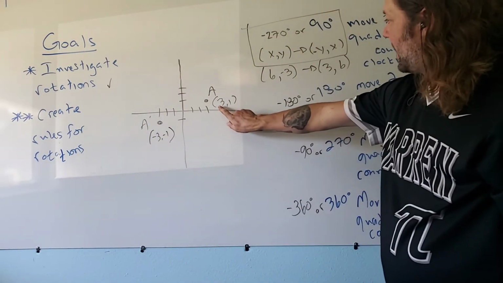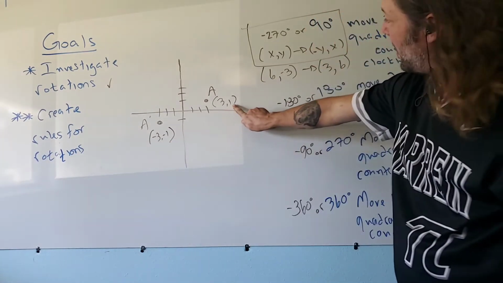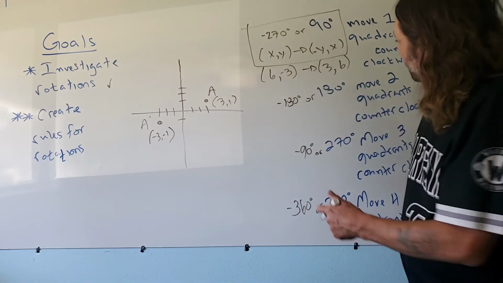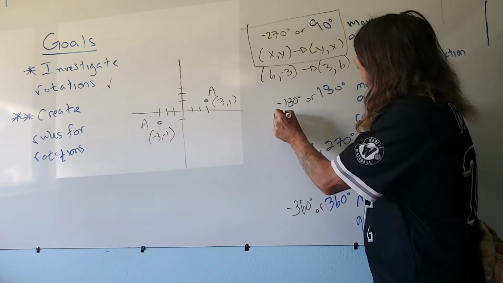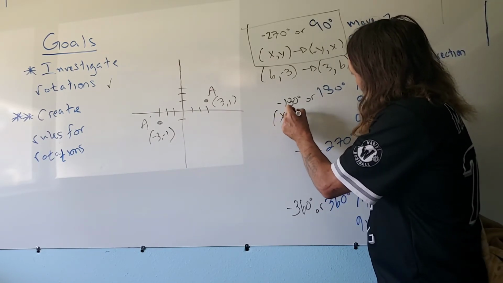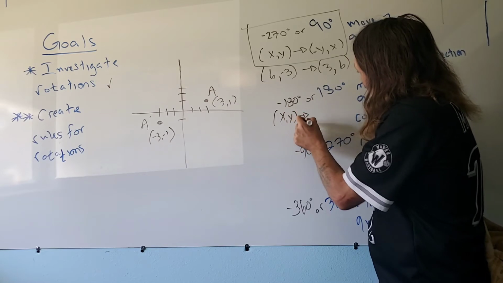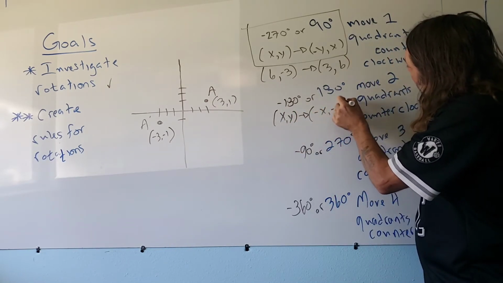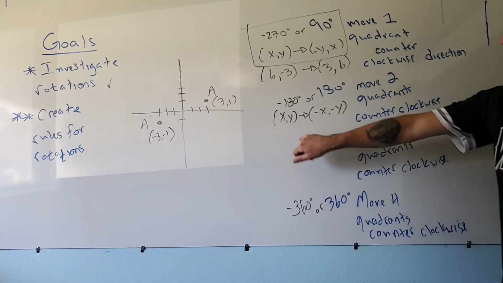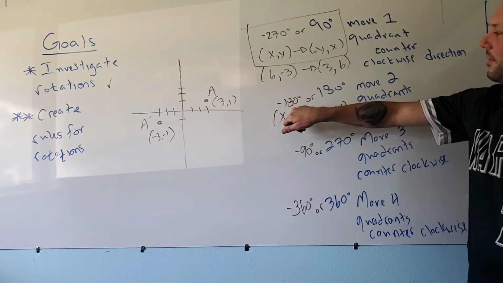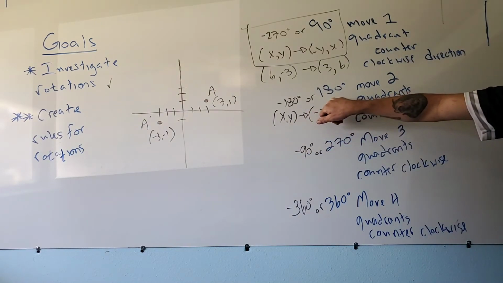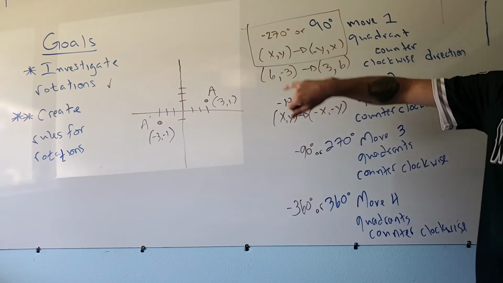So the X number stayed in the X spot. The Y number stayed in the Y spot. But notice the signs changed. So our rule for this is going to be (X, Y) is going to turn into (-X, -Y). This is my rule for either a negative 180-degree rotation, which is the clockwise direction, or a positive 180-degree rotation, which is in the counterclockwise.